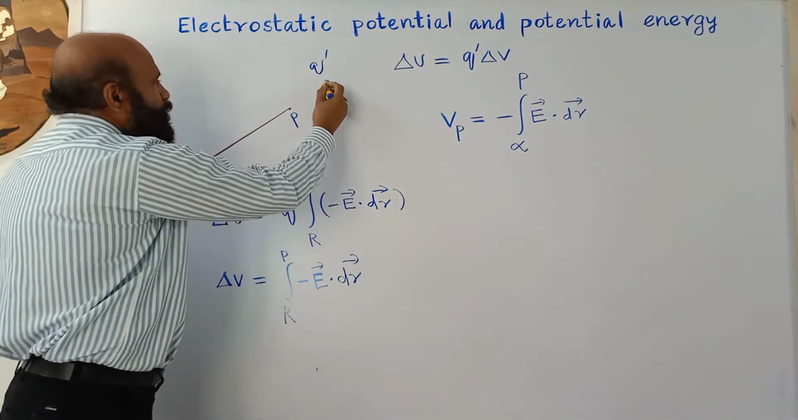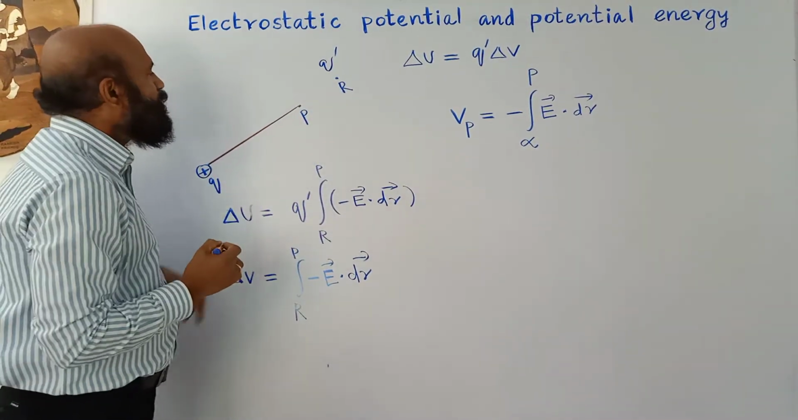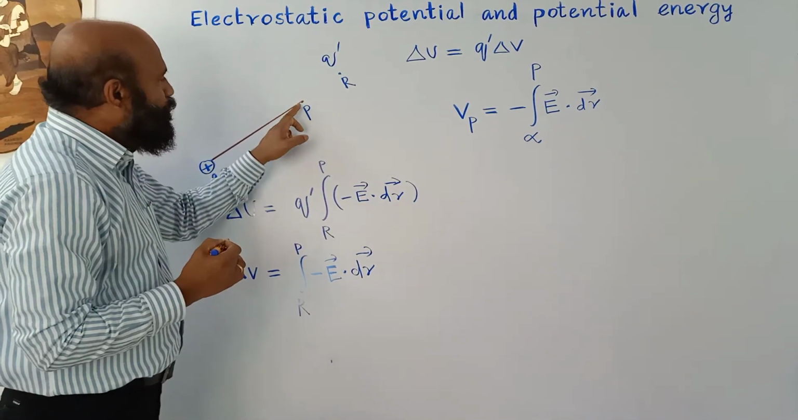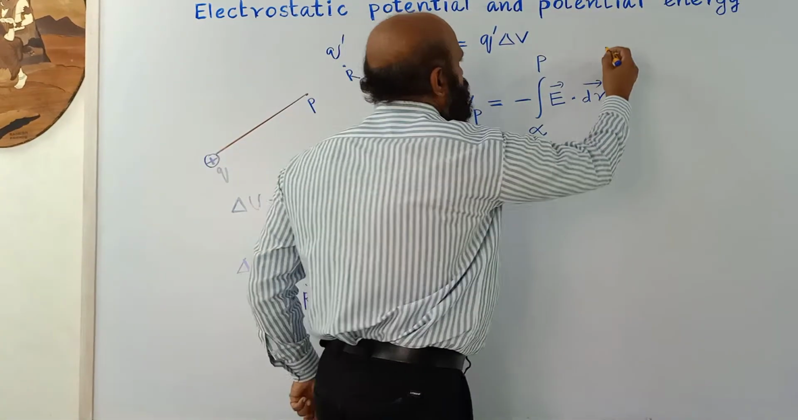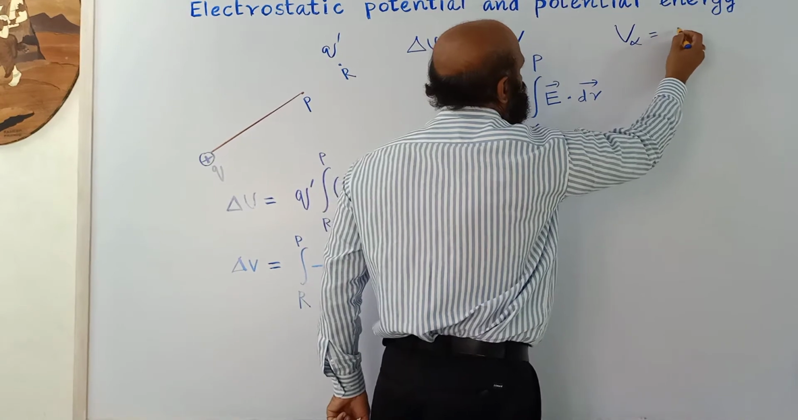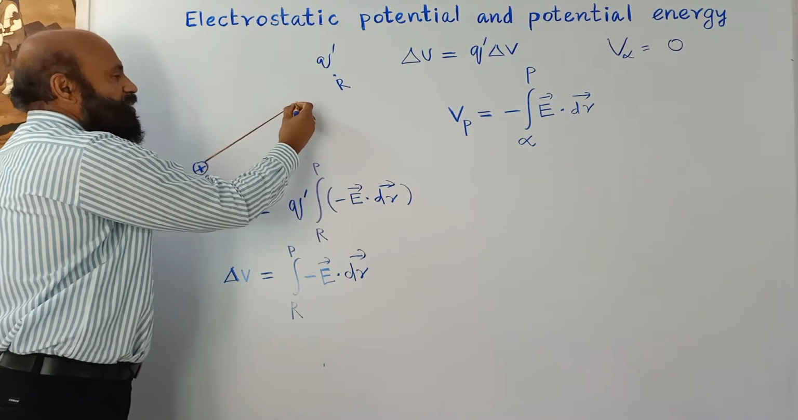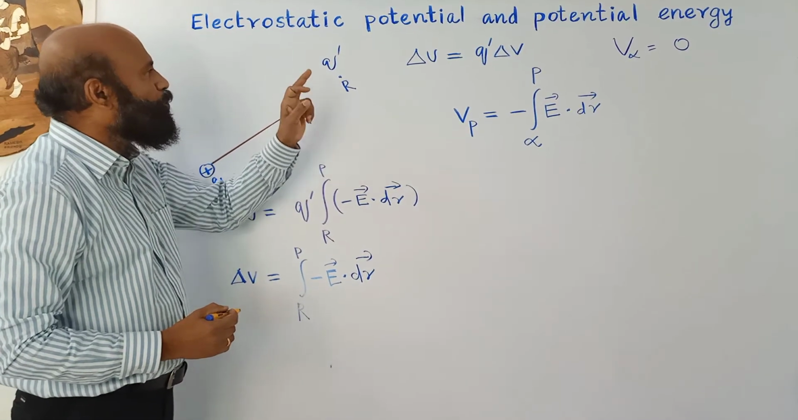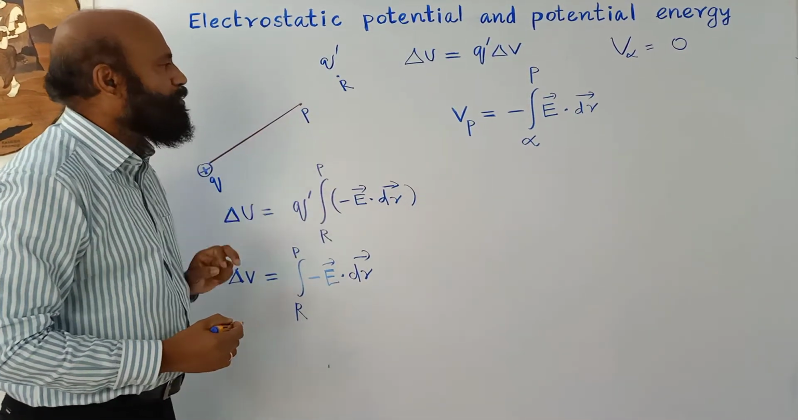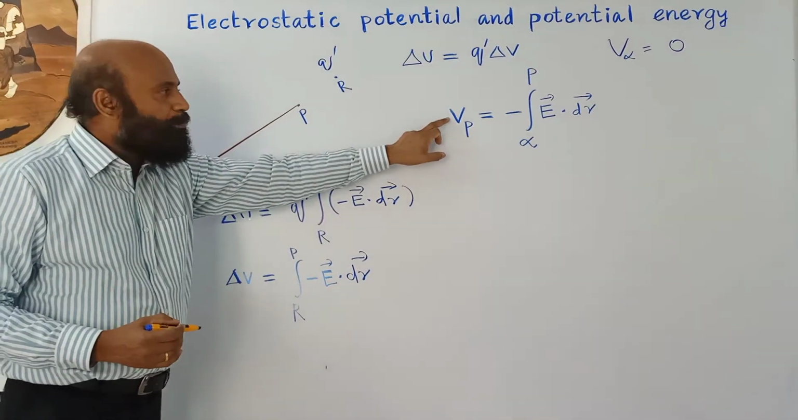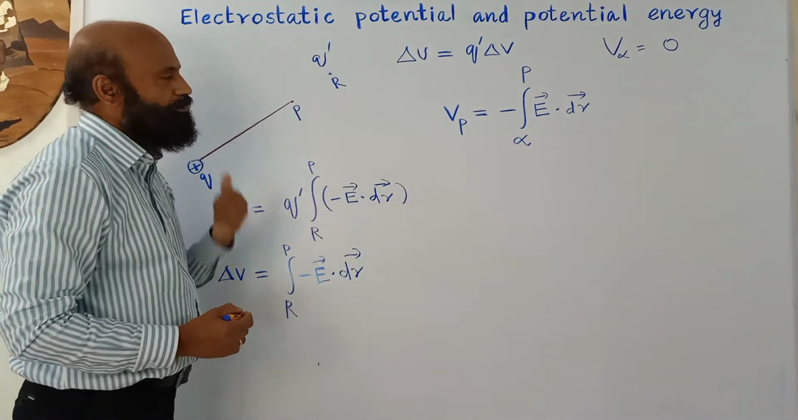Now, potential difference between 2 points is a meaningful quantity, but potential at a point there is no meaning. But we can define potential at a point. For that, you take the second point R at infinity and give potential at infinity as 0. Then potential at a point is defined as the amount of work done in taking unit positive charge with the constant velocity from infinity to that point. Then potential at a point is depending only on the electric field. It is not depending on the charge Q dash.